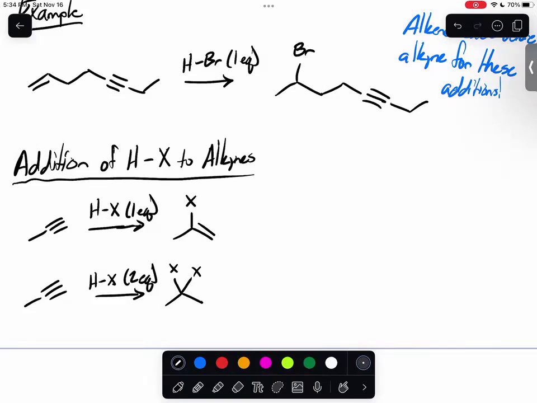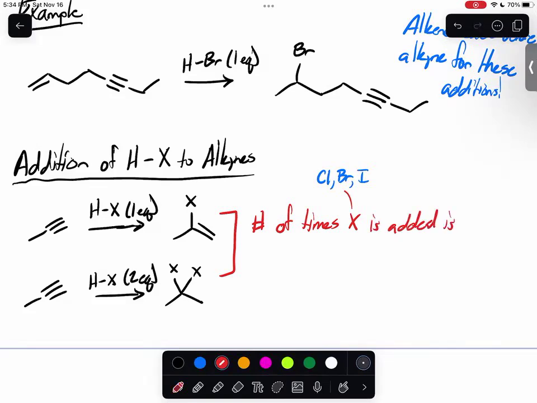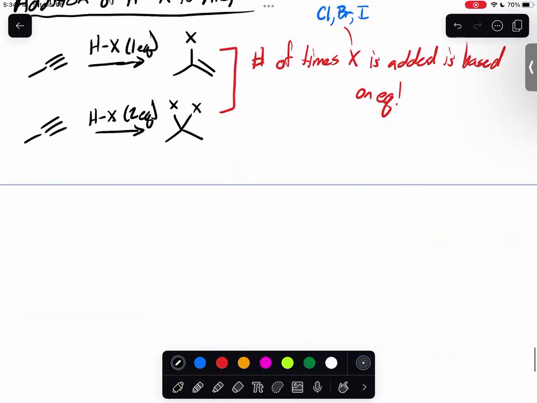So essentially what we're saying for these is the number of times X, which as a reminder is chlorine, bromine, or iodine, is added is based on equivalence. Okay? So looking at something like this terminal alkyne, the question is, what does the mechanism actually look like for this though?